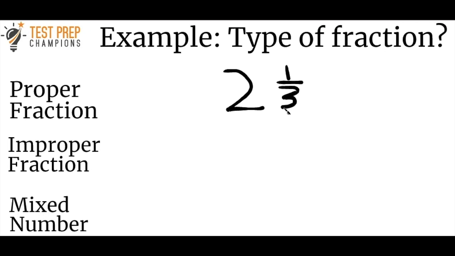Okay, let's go over this. So 2 1/3 is a mixed number. And the way that you can tell that is because the mixed number has a whole number and a fraction. So the whole number here is the 2, and the fraction is 1/3. So a mixed number is a mix between that whole number and the fraction. So 2 1/3 is a mixed number.